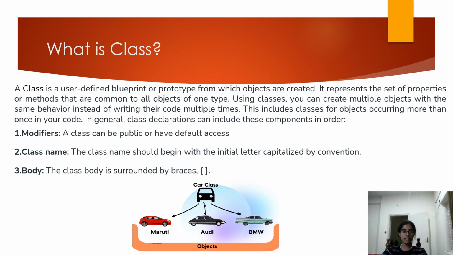The class declaration can include these components in order. First one, modifier. A class can be public or private or have default access. Class name: the class name should begin with an initial capital letter by convention. Body: the class body is surrounded by braces.